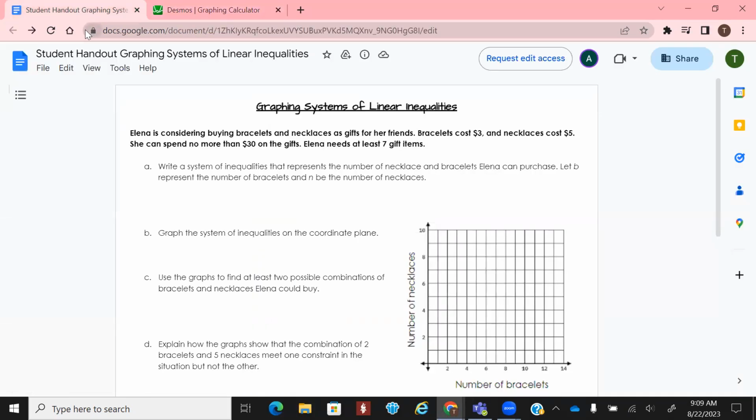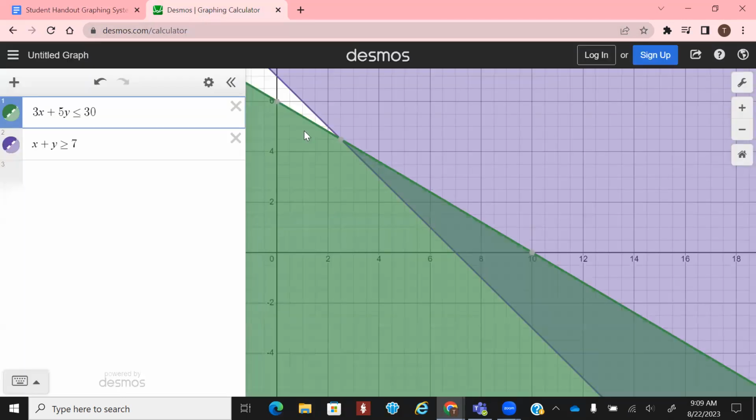Now we're going to use the graph to find 2 possible combinations of bracelets and necklaces that they could buy. So I need a point that's inside here. Let's do 7, 1. That means that she would have had to have sold 7 bracelets and 1 necklace. What's another point that's inside this dark region? 8, 1 does work. So 8, 1.